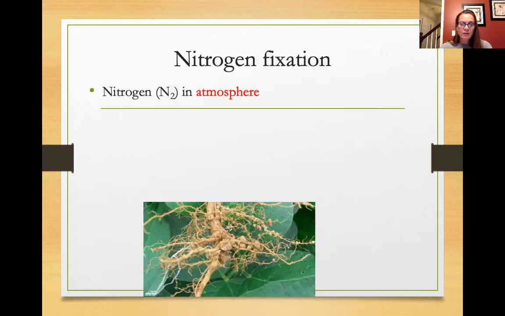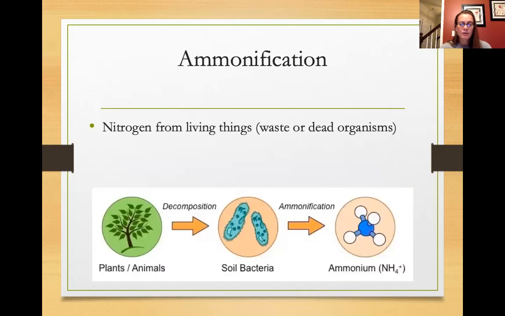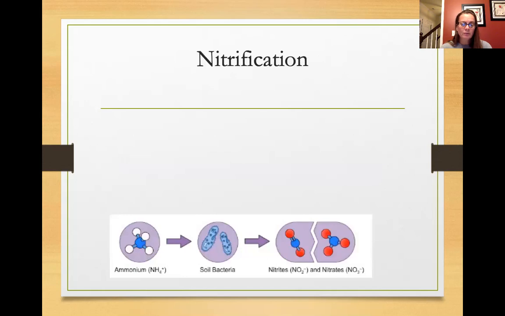So fixation, we said, starts with nitrogen in the atmosphere, enters the soil through precipitation, is fixed by bacteria or algae that convert it to ammonium. This frequently is symbiotic bacteria with the roots of plants. There is also an artificial fixation process where nitrogen can be transformed into ammonia, and that's where our synthetic fertilizers come from. Ammonification, we said, takes nitrogen from living things, and those decomposers convert those different forms of nitrogen to ammonia.